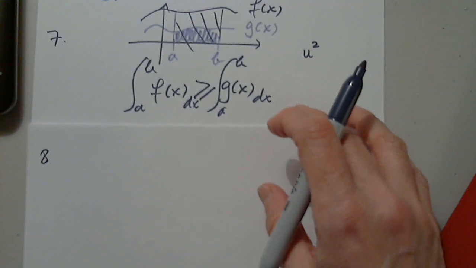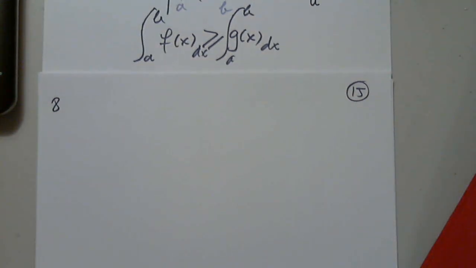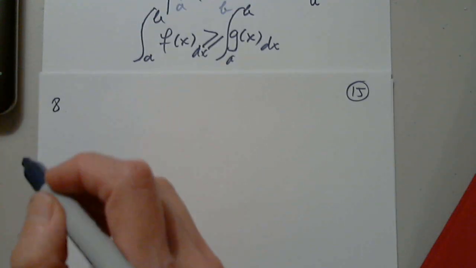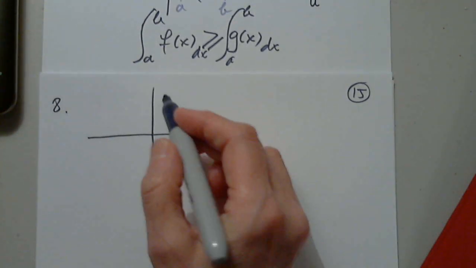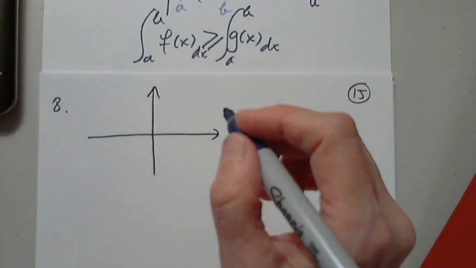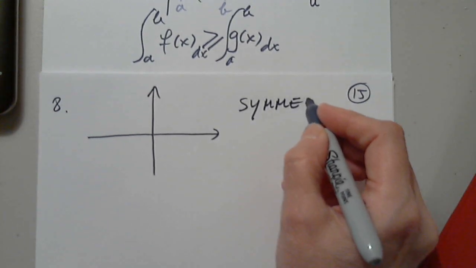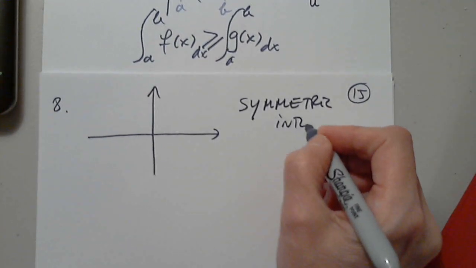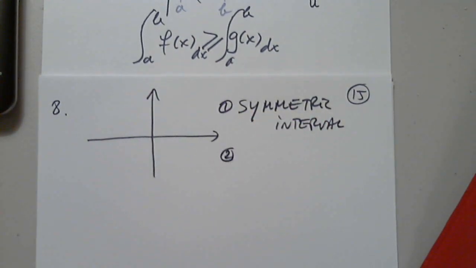Property 8. And remember, there is no definite integral if the function is not continuous when we apply the fundamental theorem of calculus. Please remember that. Okay, property 8. Let's suppose we have two situations simultaneously. Symmetric interval. That's situation 1. Two situations have to happen at the same time.